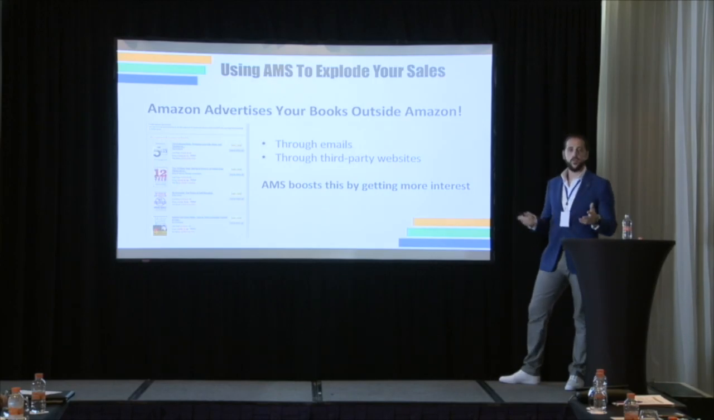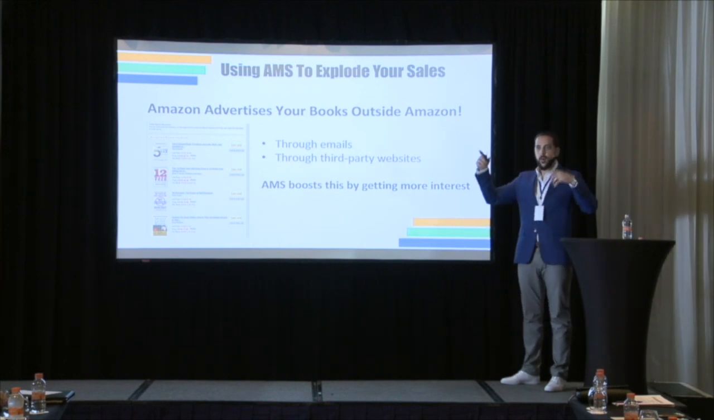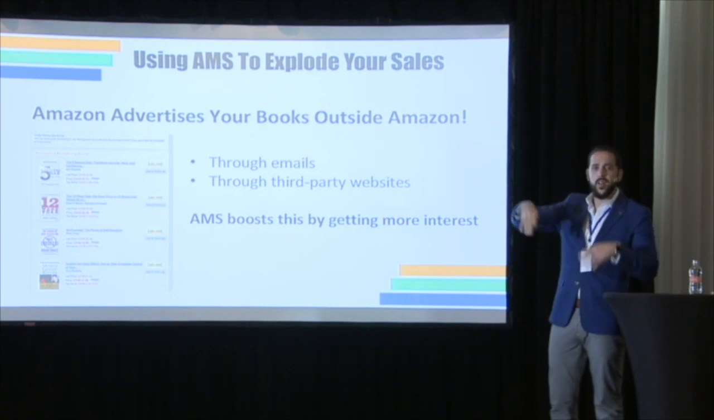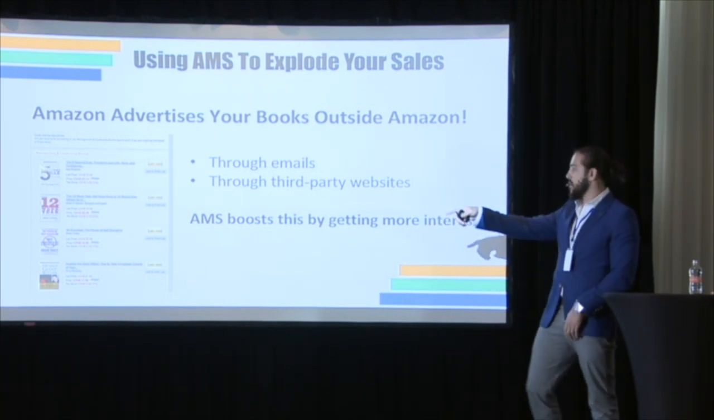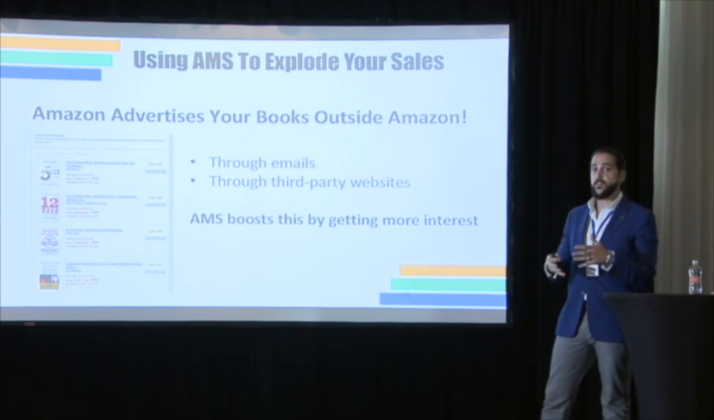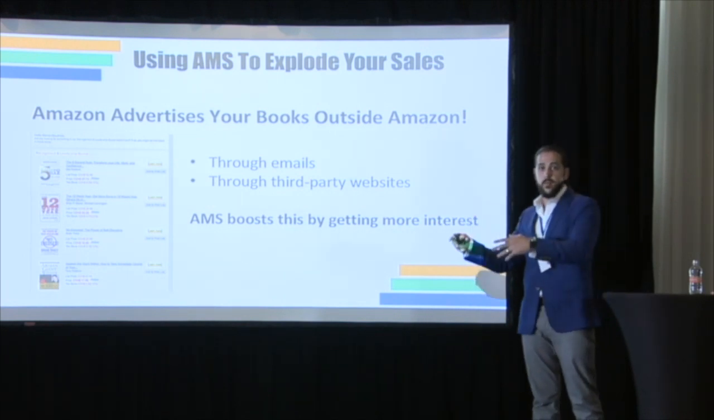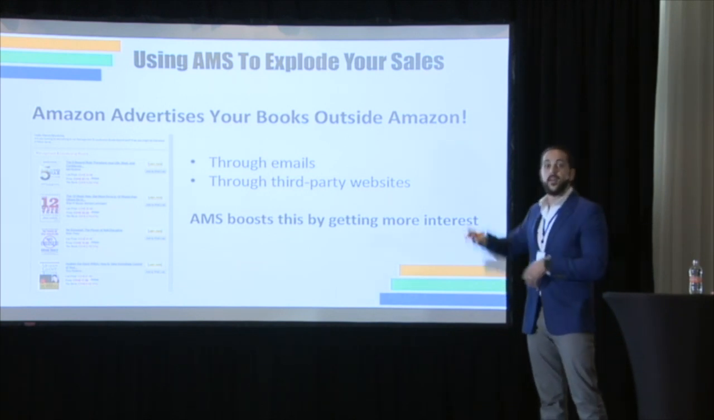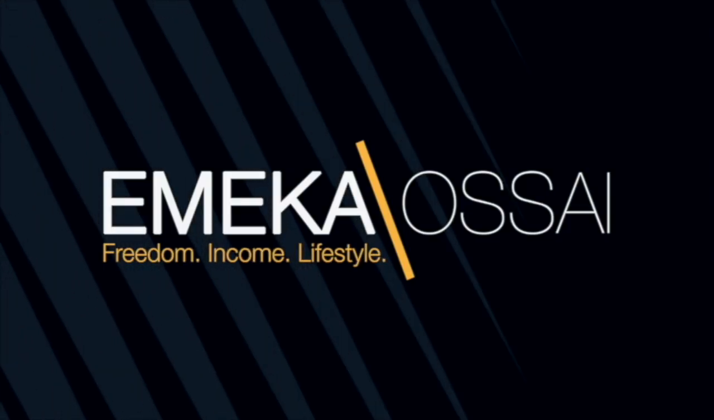Have you guys ever noticed that when you click on a product on Amazon, if you go to a different site, all of a sudden you see that product everywhere, or maybe you get emails with relevant products? What AMS, or AA now, does for your books is it boosts this effect, because effectively you're just getting in front of more people. So every time someone clicks, it tells Amazon there's interest, and guess what Amazon's going to do? They're going to spend their own money to advertise your books outside of their site, and this costs you nothing.